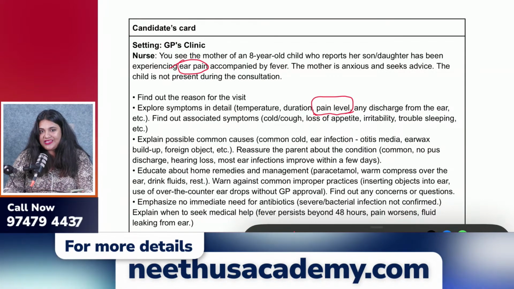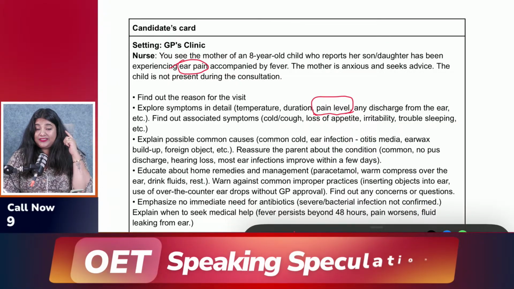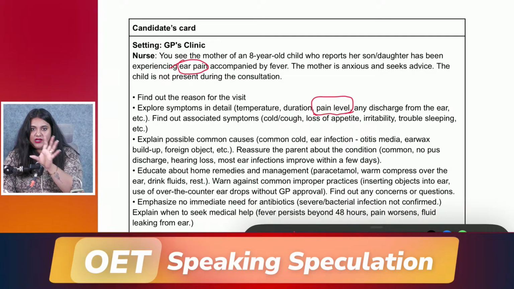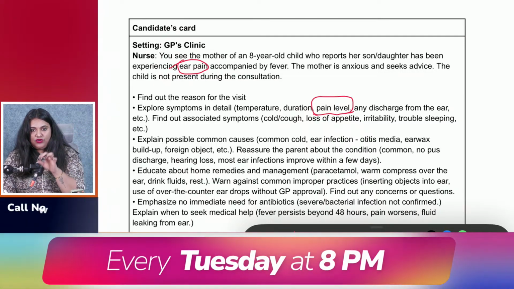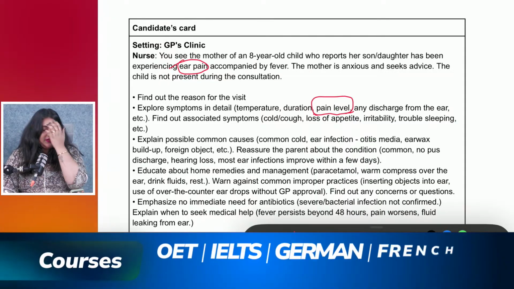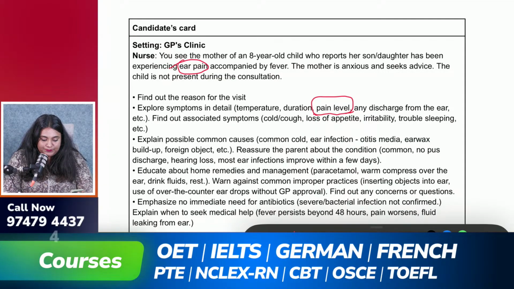So how would you say that you're asking a question about the pain, about the ear pain? How would you mention that in a sentence? We are asking about the ear pain. So how can we draft a question that conveys that the child has ear pain? Please comment down.